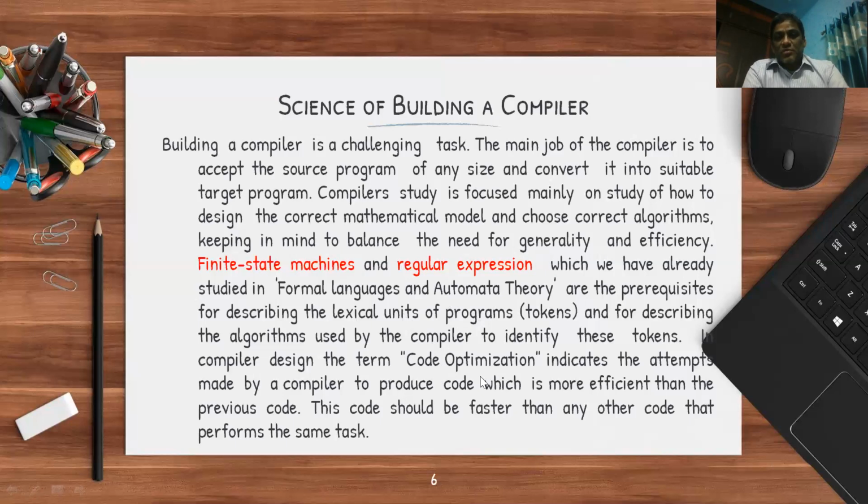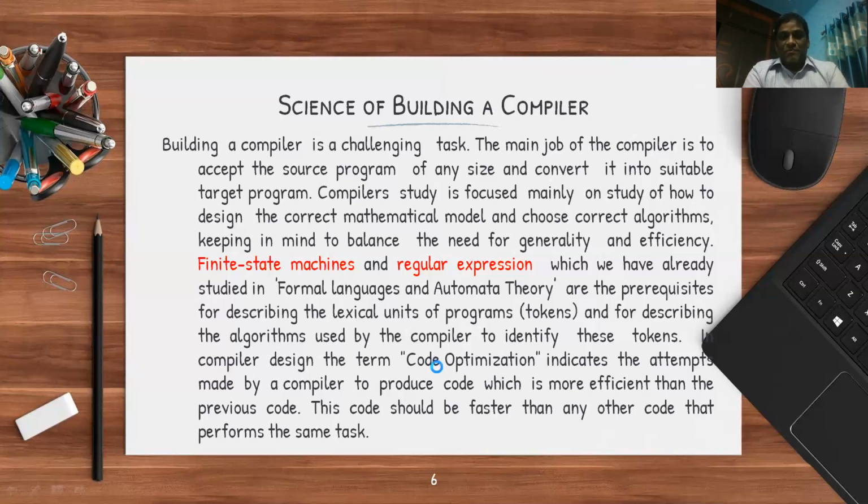The optimization process is very important because the efficiency of the compiler that we are going to design depends on how well we implement these code optimization techniques. So as I said, there are two types of code optimization techniques available: machine independent code optimization techniques and machine dependent code optimization techniques. Okay, right.